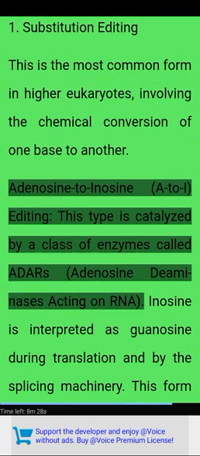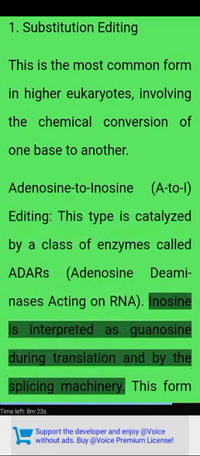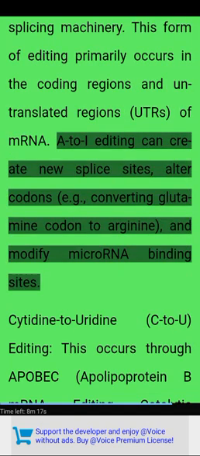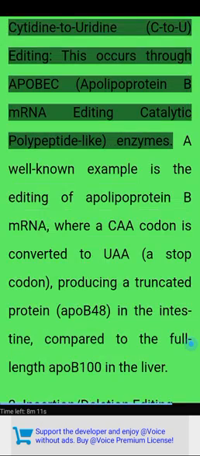This type is catalyzed by a class of enzymes called ADARs, adenosine deaminases acting on RNA. Inosine is interpreted as guanosine during translation and by the splicing machinery. This form of editing primarily occurs in the coding regions and untranslated regions (UTRs) of mRNA. A-to-I editing can create new splice sites, alter codons, e.g., converting a glutamine codon to arginine, and modify microRNA binding sites.